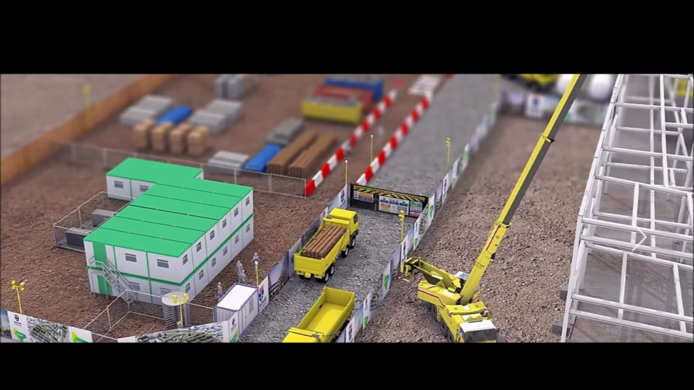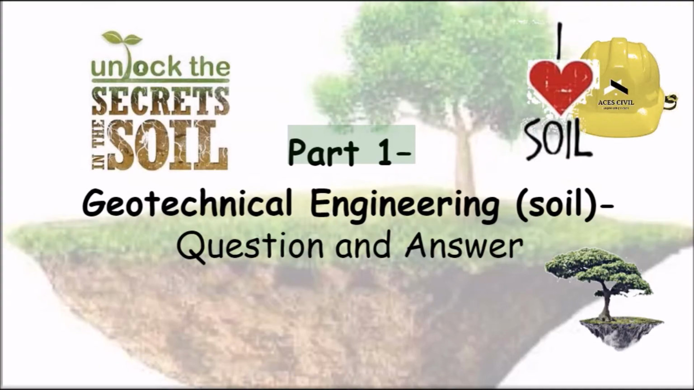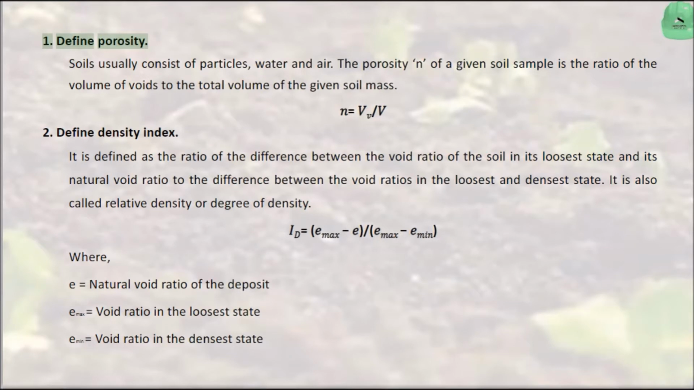In today's video we are going to discuss Part 1. Geotechnical Engineering, Soil, Question and Answer. 1. Define porosity. Soils usually consist of particles, water, and air. The porosity n of a given soil sample is the ratio of the volume of voids to the total volume of the given soil mass.